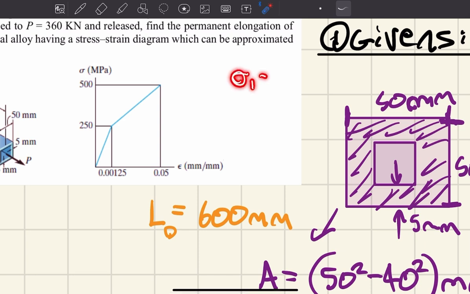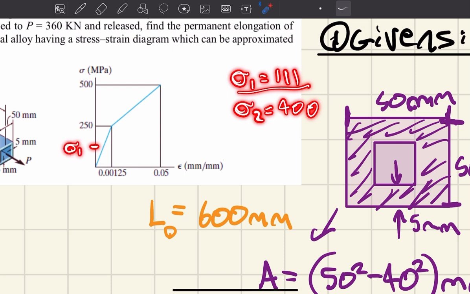Sigma 1 in this case is 111, sigma 2 is 400, right? And let's analyze sigma 1's case first. Let's say sigma 1 happens around here, and therefore, it'll cause epsilon 1, a strain. And this happens when I'm having the force P, and then it's causing this stress of 111 megapascals. What happens when I remove the force, and therefore if I remove the force, I remove the stress? Well, since it's in the elastic region, since I know that sigma 1 is less than sigma yield, it'll spring back to zero. I'll have no deformation once I let go, right?